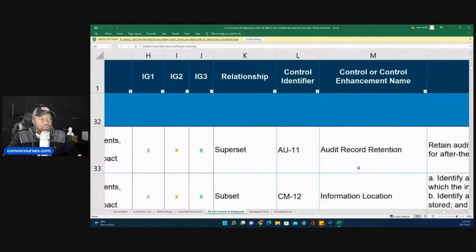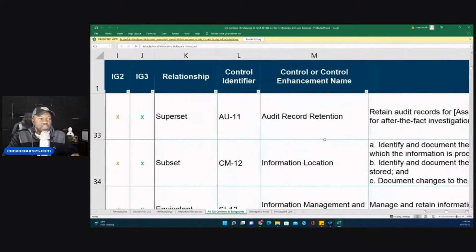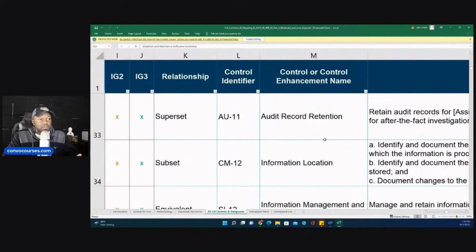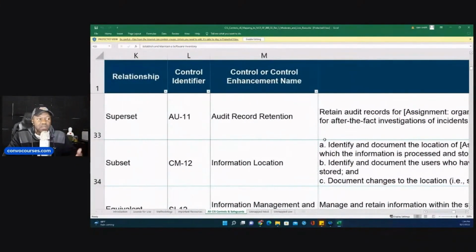So that maps to AU, actually it maps to a few different controls, but one in the NIST 800 is AU-11. AU is logging, audit logs. So if you have any of the AU controls, it's audit logs. So this one's dealing with audit record retention. How long do we retain and keep the logs on the system?